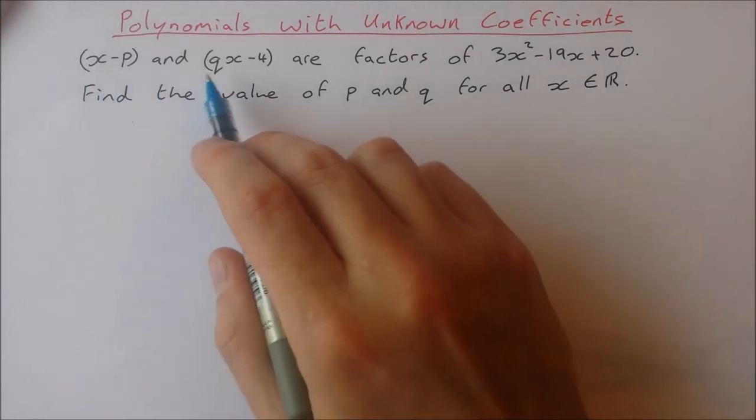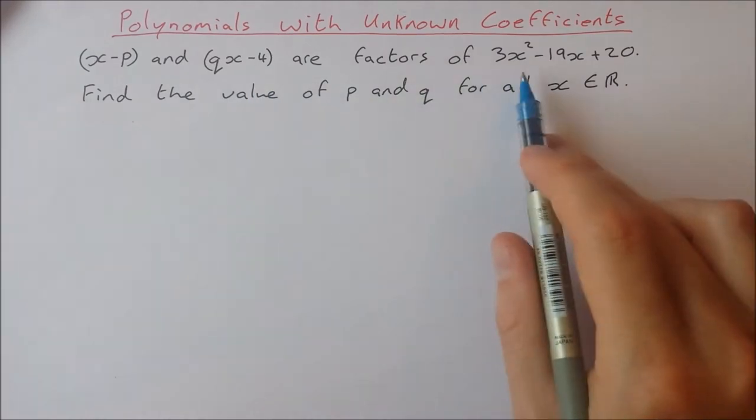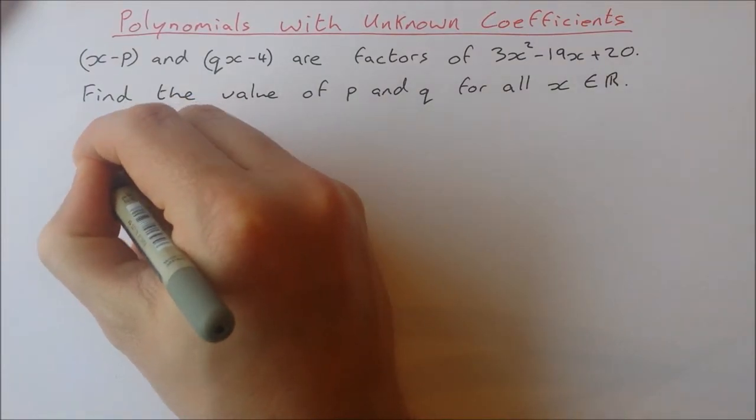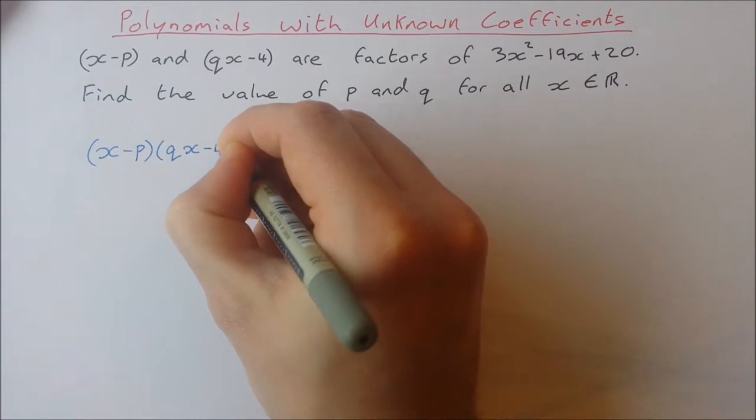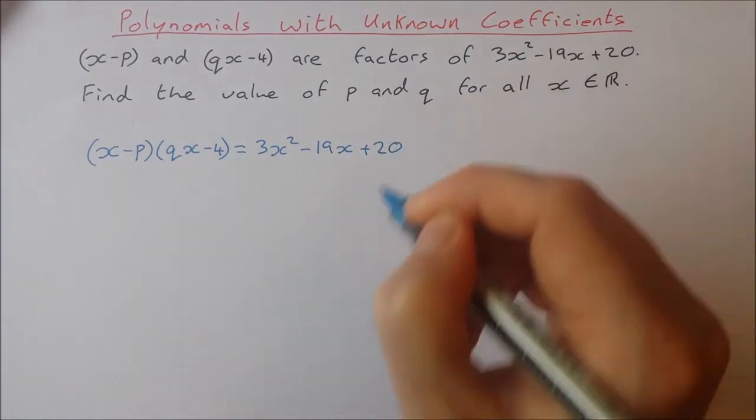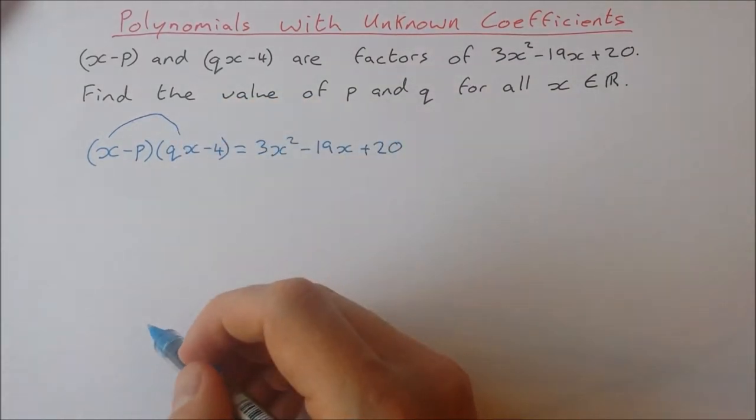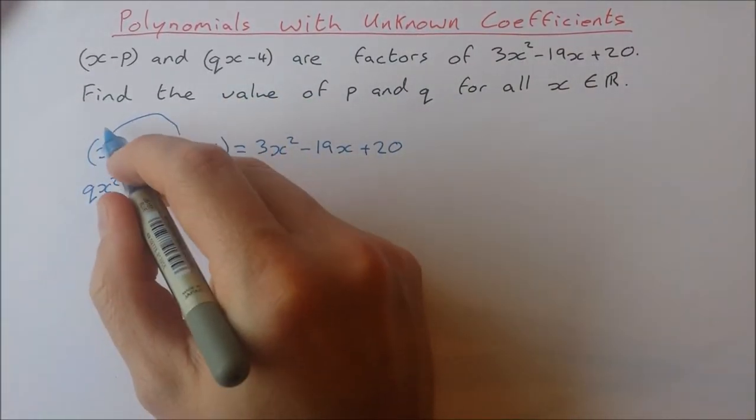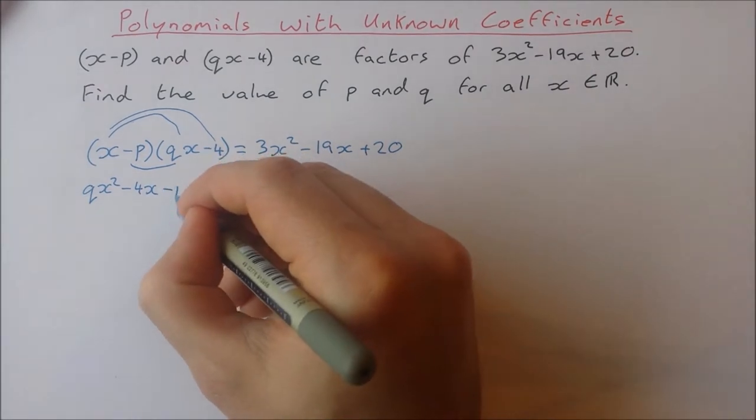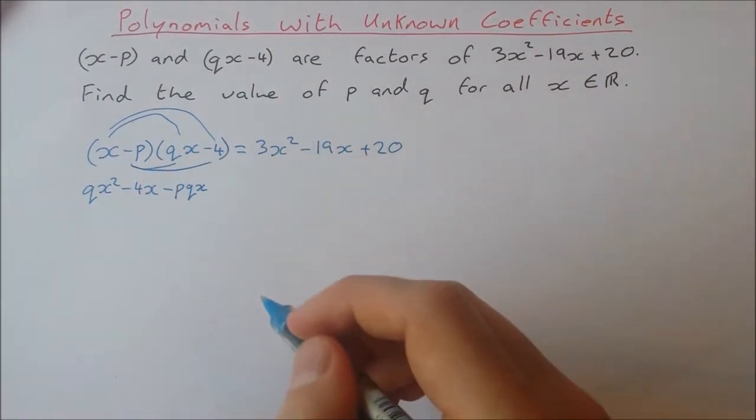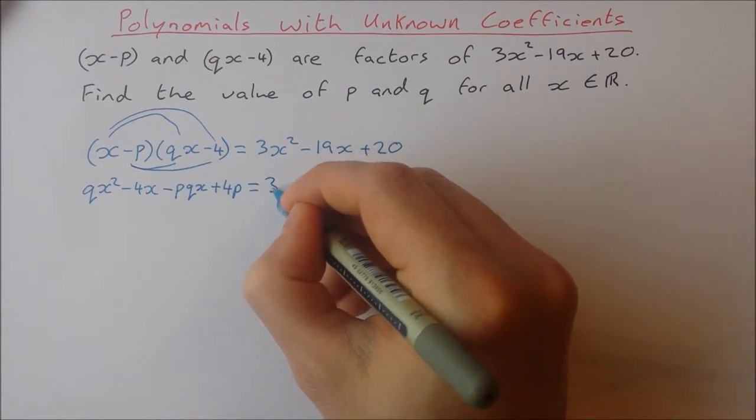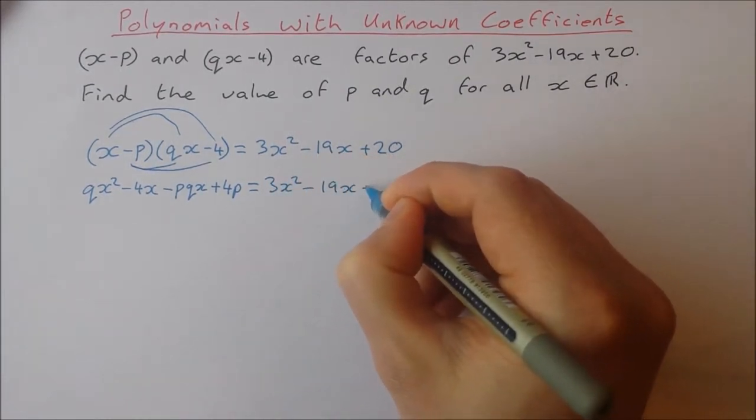Okay, so x minus p and qx minus 4 are factors of this. Well, if these are factors of this here, then they must multiply to give us that. So x minus p times qx minus 4 must be equal to 3x squared minus 19x plus 20. Now, I'll multiply out the brackets. x by qx is qx squared. x by minus 4 is minus 4x. Minus p by qx is minus pqx. Minus p by minus 4 is plus 4p. And that's equal to 3x squared minus 19x plus 20.